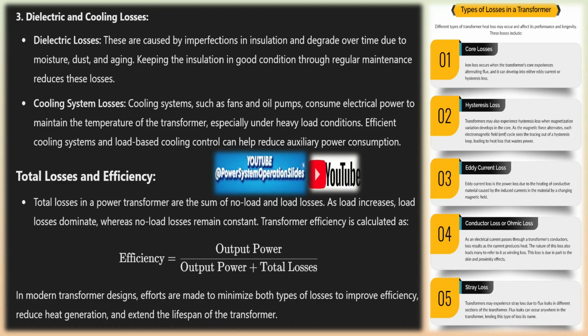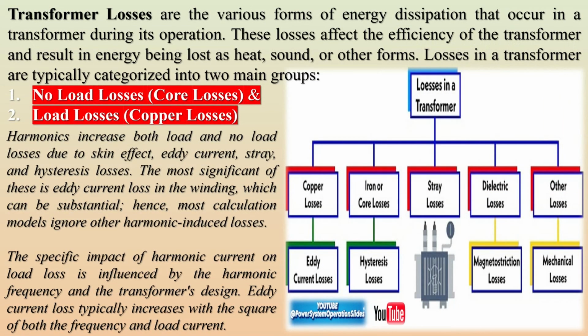Stray losses. Losses caused by leakage flux. Magnetic flux that doesn't follow the intended path, linking with structural components such as the tank, windings, and other parts. These losses result in circulating currents and eddy currents in components other than the core. Stray losses in structural parts.